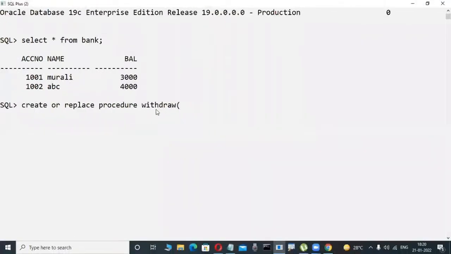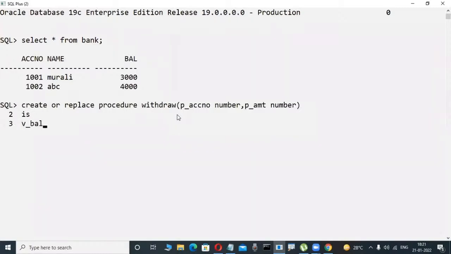Now here, create or replace procedure withdraw. Suppose here I'm passing an account number. Okay, fine. The account number I'm passing, and the amount also, because I try to withdraw, just like with an ATM card. And here for the amount, I'm passing something. Okay, now there is some coding.